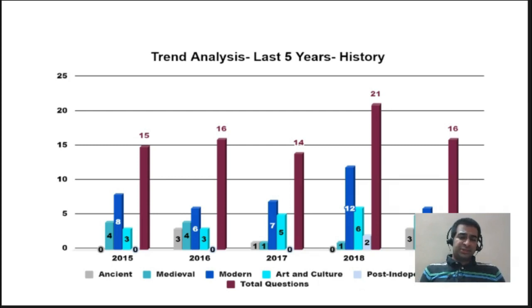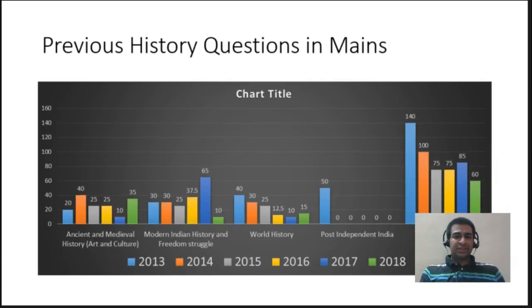From prelims, on an average you can consider that 17 questions are being asked out of 100 questions, and this is the weightage. As I told you, the trend says one third of the paper, that is about 70 to 80 marks on an average, are being asked.